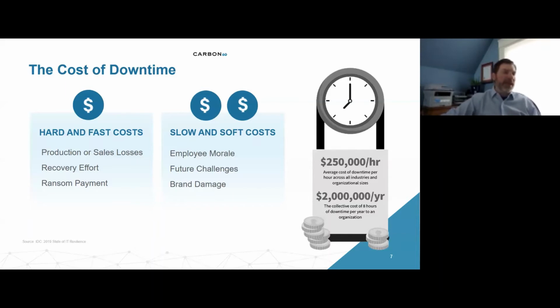And then the brand damage. I get this all the time, where CIOs or CEOs say, keep me out of the news. With the Target breach and any large scale outage, the last thing any CIO or CEO wants is public awareness of this stuff.